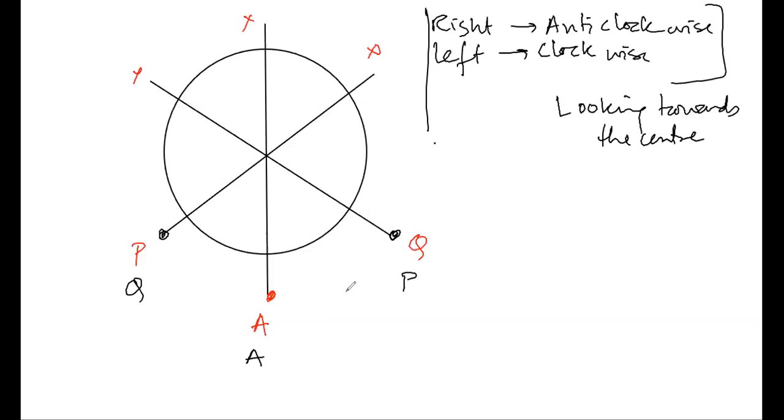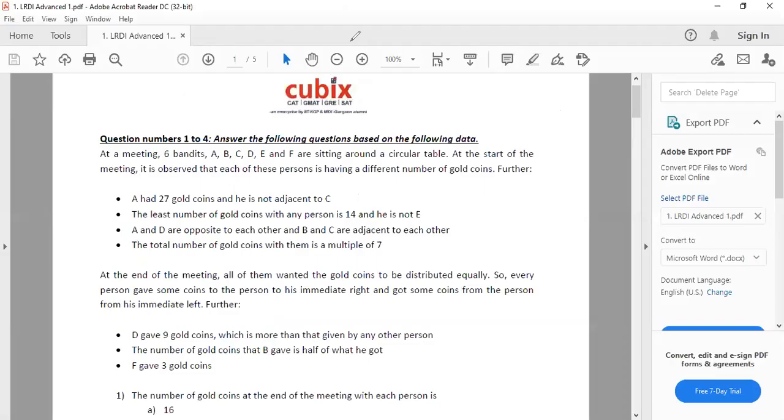Chalo, so that's more or less the introduction to this. So now you try solving this one. So this is a number based LR. So you have to do sitting arrangement. You have to also play with a bit of numbers. Since you have done number properties, so I think you should be able to do this. Try.